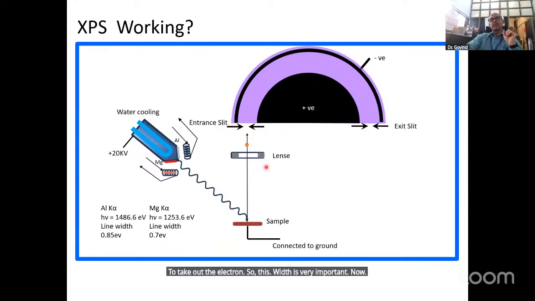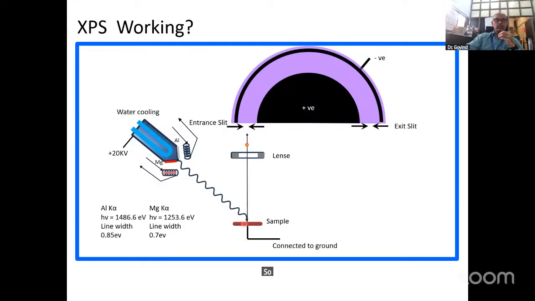Now these cylindrical mirror analyzers are connected at different potentials. The middle one is at positive potential and the outer one is at negative potential. The electrons coming from the sample have different velocities. In most XPS machines, the negative voltage is kept constant. Why is it kept constant? Because we want to find what kind of elements are available. Then we vary the positive voltage, and from that we can understand what kind of electrons and what composition is on the surface.